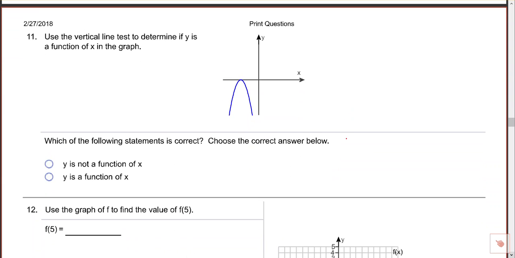So if I look at this one, it says use a vertical line test. Well, it doesn't matter where I try to draw a vertical line through that graph, it will only touch one point at any given time. I cannot draw a vertical line anywhere through that graph and make it touch more than one point of that parabola. So here, yes, y is a function.